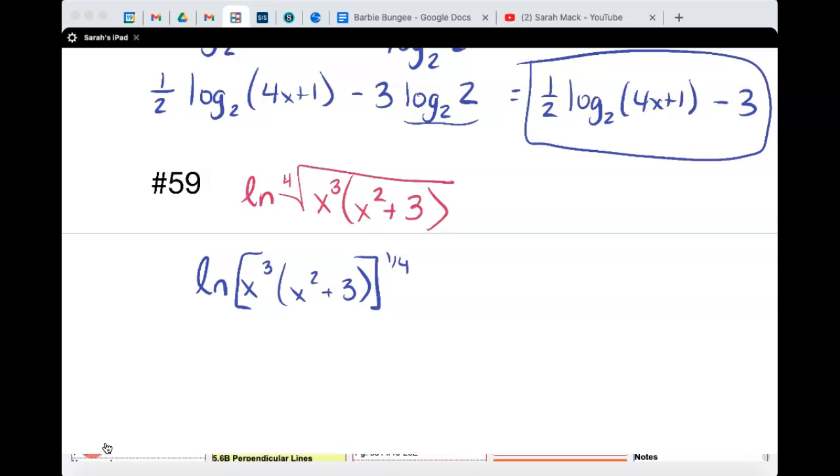Okay, so now I can move the 4th in front of this natural log using the power property. So 1/4 natural log of x to the 3rd, x squared plus 2. Alright. I can keep breaking this up.